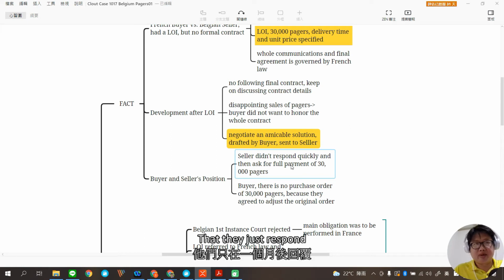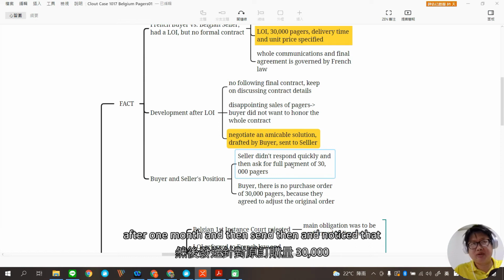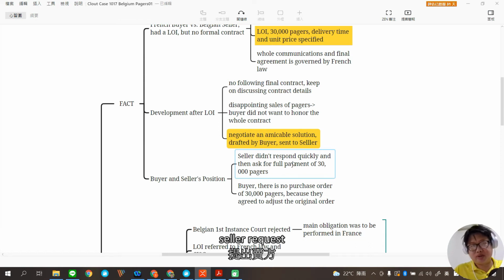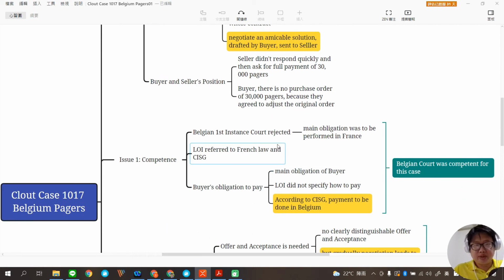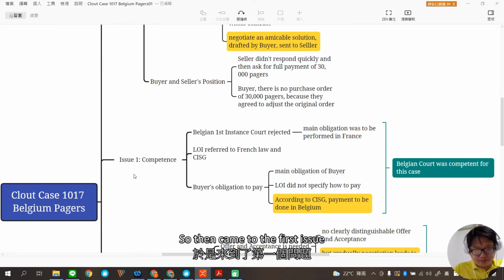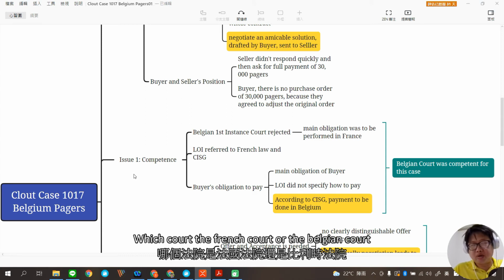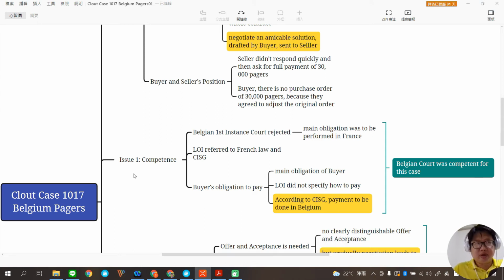They only respond after 1 month, and then send a notice that the seller requests the full amount of 30,000 pagers, which is not in accordance with the minutes, the amicable solution they had agreed before. And so then came the first issue: which court, the French court or the Belgian court, has the power to adjudicate this case?